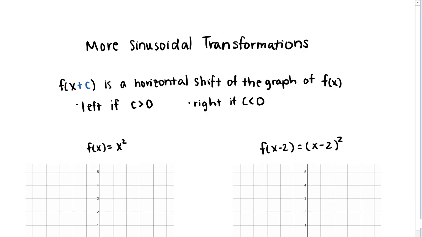Hey everyone. So in this video, I'd like to say a few more things about transformations of sinusoidal functions, transformations of sine and cosine. One transformation that we haven't really discussed is the idea of a horizontal shift of the graph of some function. If I add some quantity to the input of a function, if that quantity is positive, it's going to shift my graph to the left that many units, and if my quantity is negative, it's going to shift my graph to the right that many units.